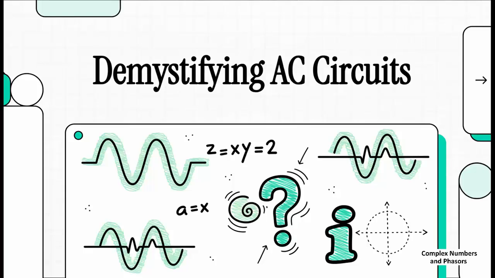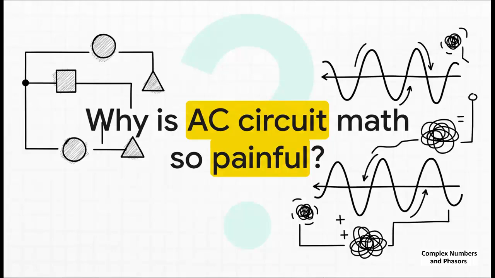All right, let's talk about something that gives a lot of electronics students nightmares. AC circuit analysis. I mean, it's a maze of shifting sine waves and, let's be honest, the math can be brutal. But what if I told you the key to making it all simple was a number that people often just write off as, well, imaginary? So let's get right into it.